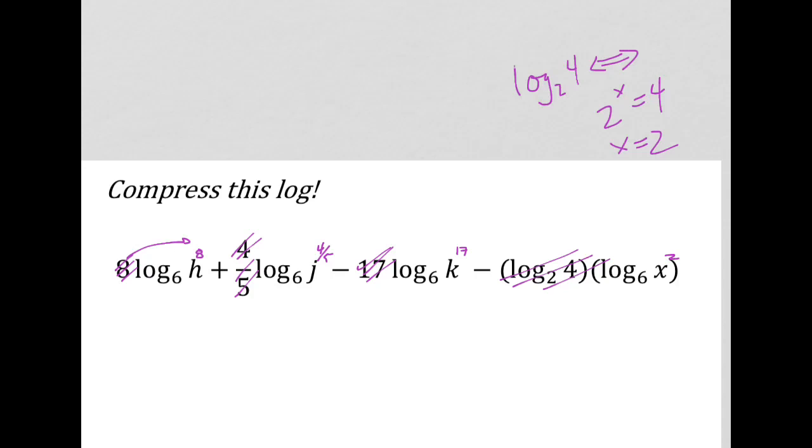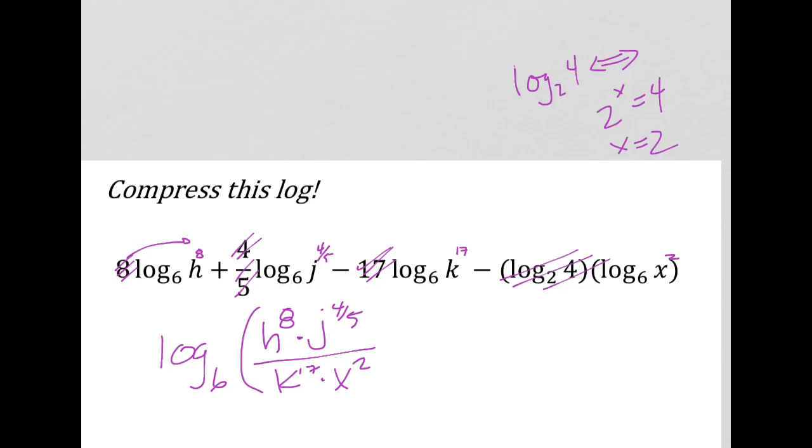And now, since they all are base 6, I can say log base 6 of h to the power of 8 times, what do I have here? J to the power of 4/5. And now I have subtraction, so that's going to correlate to division. So I'm going to get k to the 17th, and then I will get x squared, just like that. And that is how I'm going to leave it.